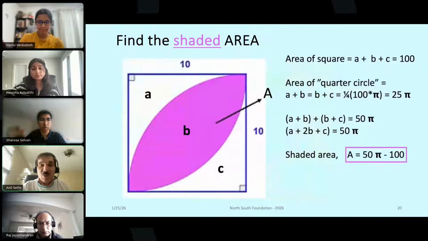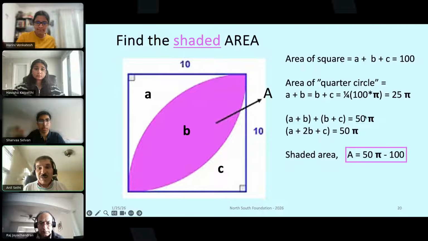And that, in a lot of words and letters and numbers, is what I'm trying to show here. Once your mind gets accustomed to what we're trying to do, it's easy. In this case, the area of the square is 100. And the area of each quarter circle, because the radius is 10, is 1/4 of 100 pi, which is 25 pi. And the other quarter circle is also 25 pi.